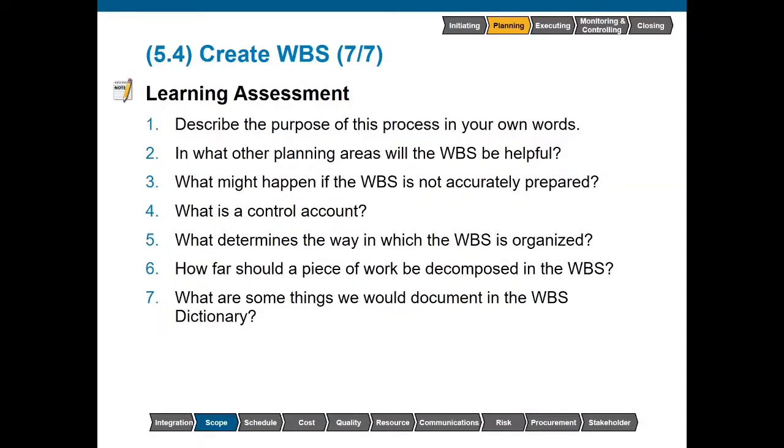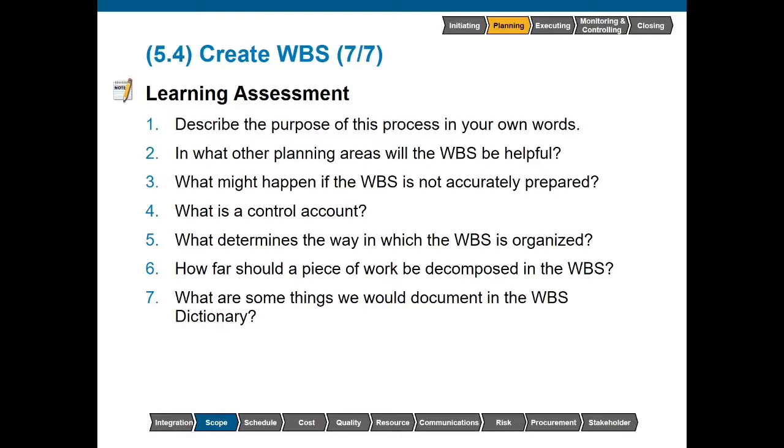So we just finished talking about creating the work breakdown structure. A quick learning assessment, describe the purpose of this process in your own words. Now, basically, we're just trying to break this down and graphically show all of the components of the project work. In what other planning areas will the WBS be helpful? When we are planning our costs, trying to identify and handle risk, resource estimation, also scheduling.